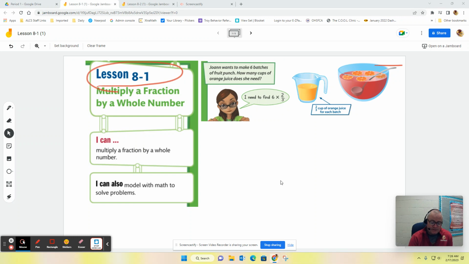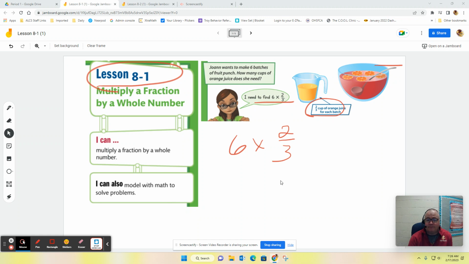here. So we got Joanne wants to make 6 batches of fruit punch. How many cups of orange juice does she need? She uses 2/3 cups of orange juice for each batch, and she wants to make 6 batches. So just like Joanne says right here, we need to find 6 times 2/3.